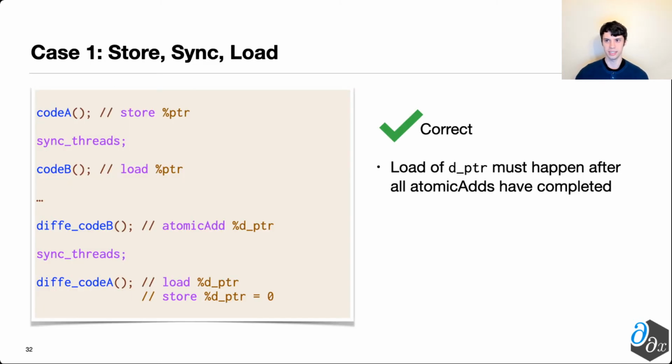Let's look at these 3 cases individually, and let's see if we can prove that the corresponding derivative of SyncThreads is to simply put another SyncThreads in the corresponding location in the reverse pass. So let's analyze case 1, in which we have a store, the sync, and then the load. The corresponding gradient of this store, sync, load is going to be the derivative of the load, in this case an atomic add, a sync, and then the gradient of the store, which is to load the current value, then set it equal to 0. And this is correct because the load of D pointer and the derivative of A must happen after all of the atomic adds and the derivative of B have already completed. So that ensures that we have all of the things ready prior to our load there, which is great.